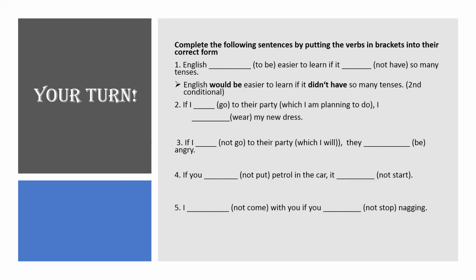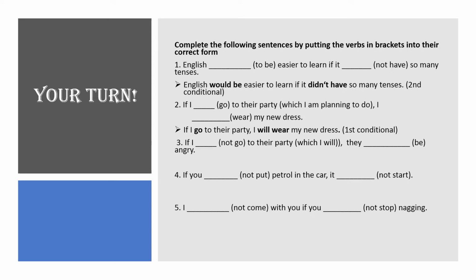Number 2, if I go to their party, here's some extra information which I am planning to do. I wear my new dress. Now, thanks to the extra information, I know that this is a situation the speaker believes is going to happen. So we need the first conditional. If I go to their party, I will wear my new dress. So that's the first conditional.